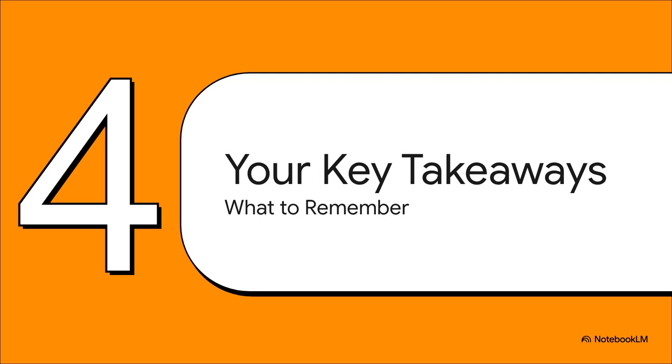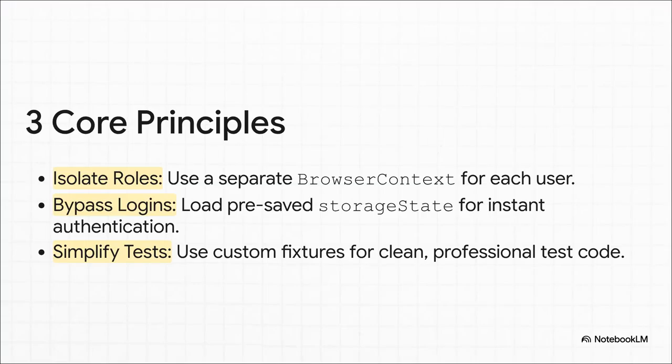All right, that was a lot, I know. So let's boil it all down to the 3 key things you really need to walk away with. Number 1, always use a separate browser context for each user role. This is non-negotiable for real test isolation. Number 2, use storageState to skip the UI login. It's going to make your tests way faster and a whole lot more stable. And finally, number 3, for that truly pro-level code, put your setup logic into custom fixtures. It keeps your tests clean, simple, and easy to maintain.